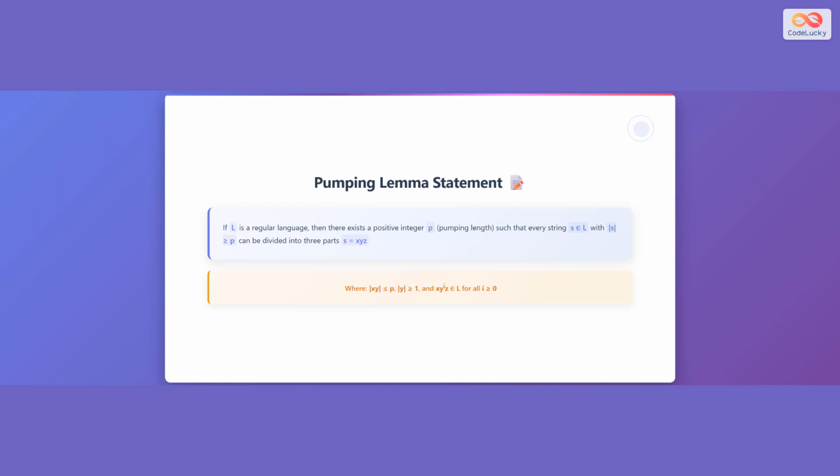Here is the formal statement of the pumping lemma. If L is a regular language, then there exists a positive integer p, which is the pumping length, such that every string s belonging to L with the length of s greater than or equal to p can be divided into three parts, s equals xyz. These parts must satisfy the following conditions. The length of xy is less than or equal to p, the length of y is greater than or equal to 1, and xy^i z is an element of L for all i greater than or equal to 0.